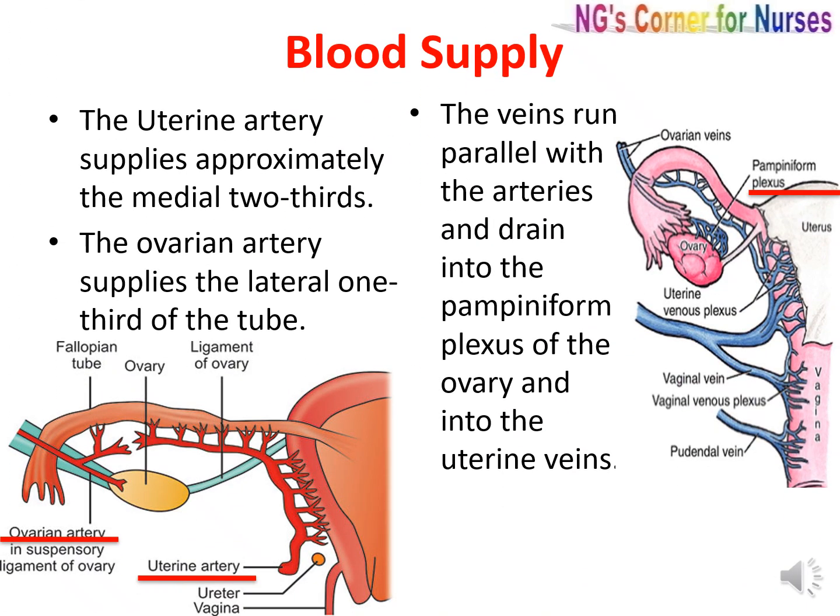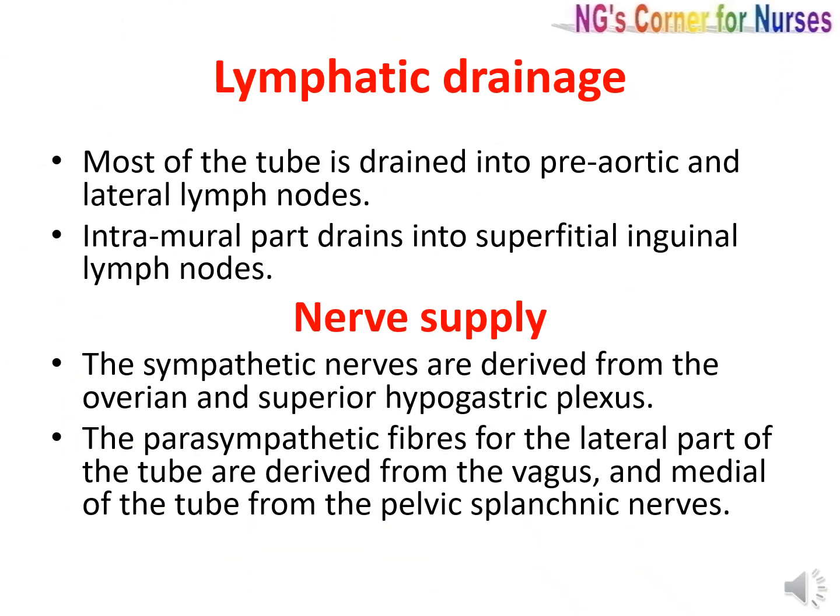Next, coming to the blood supply. The uterine artery supplies approximately the medial 2/3 of the uterine tube and the ovarian artery supplies the lateral 1/3 of the uterine tube. The veins run parallel with the arteries and drain into the pampiniform plexus of the ovary and into the uterine veins. Next, coming to the lymphatic drainage, most of the tube is drained into pre-aortic and lateral aortic lymph nodes and the intramural part drains into superficial inguinal lymph nodes.